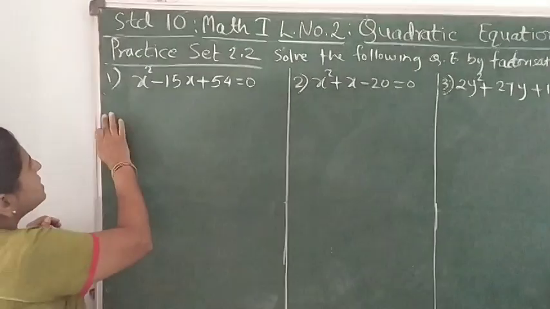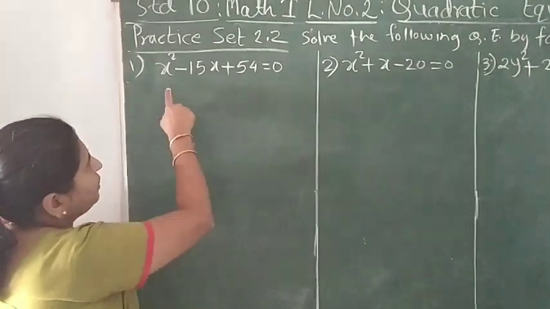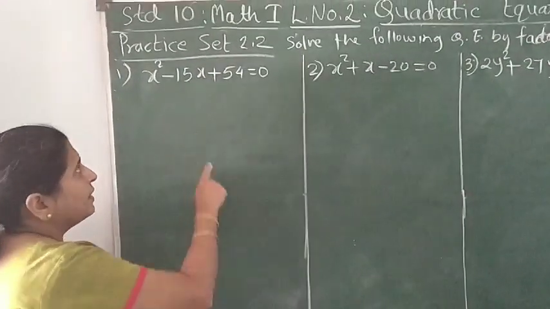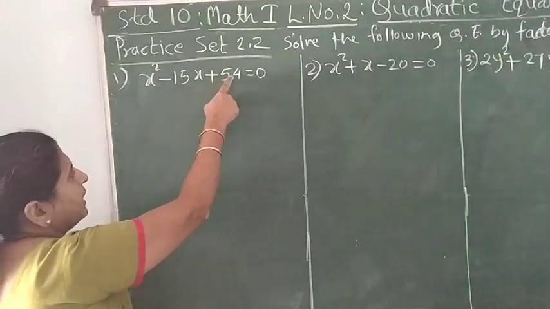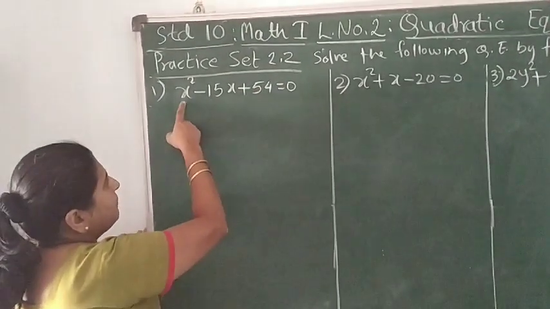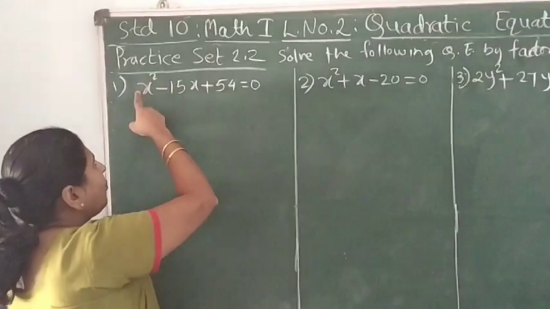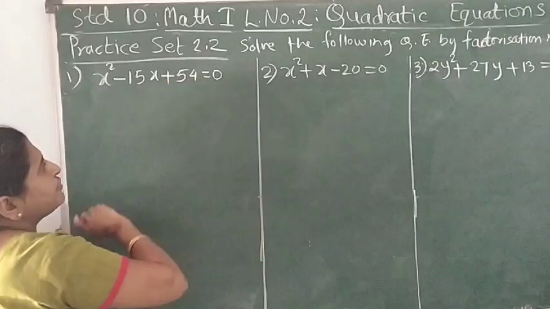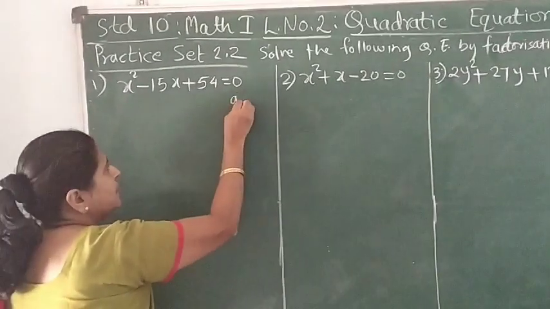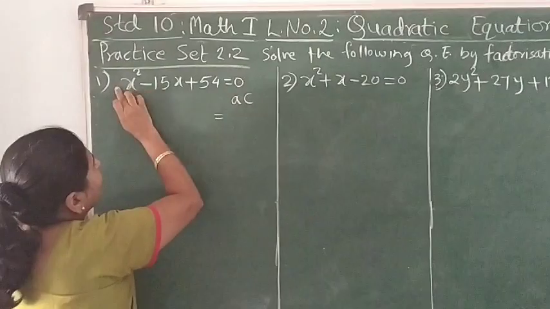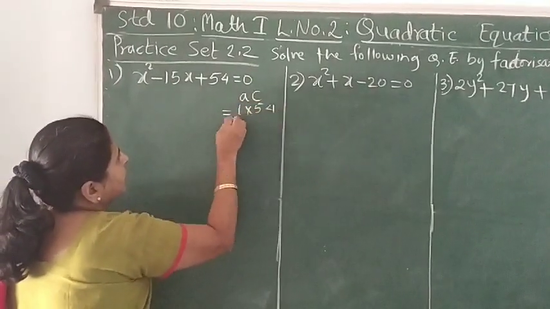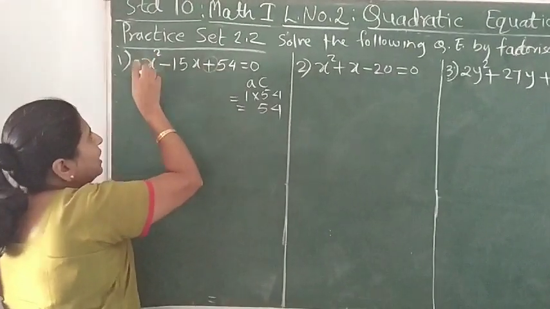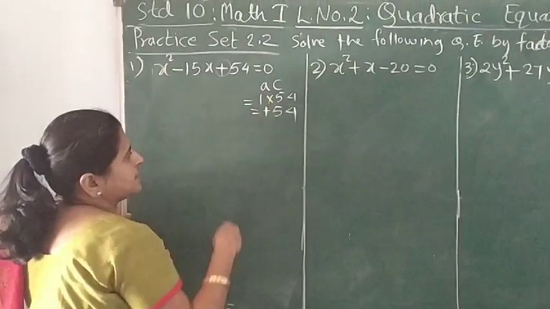Okay, now first, what is the given quadratic equation? It is x square minus 15x plus 54 is equal to 0. The highest power of the variable x is 2. Now if we compare with ax square plus bx plus c is equal to 0, the value of a is 1 and the value of c is 54. So actually we should consider the product of a and c, and here the product of ac is 1 into 54, that is 54. Now what is the sign of 54? It is plus 54.